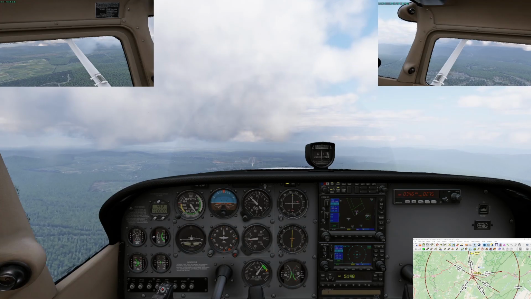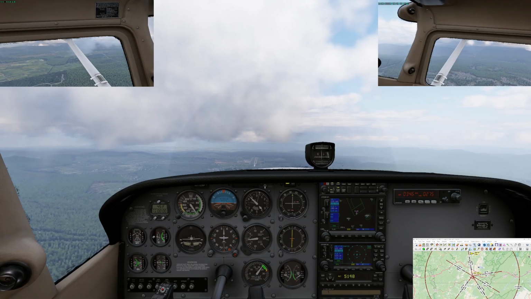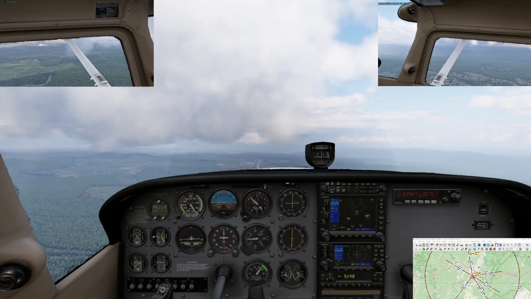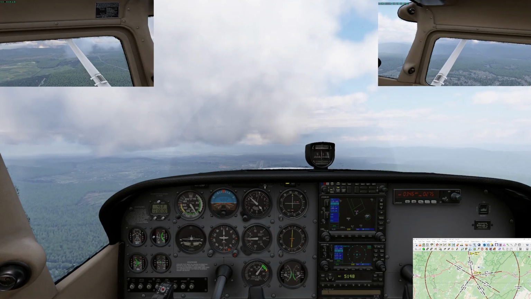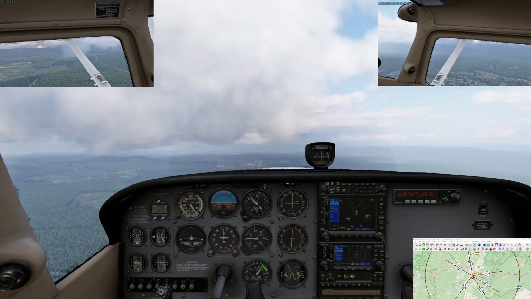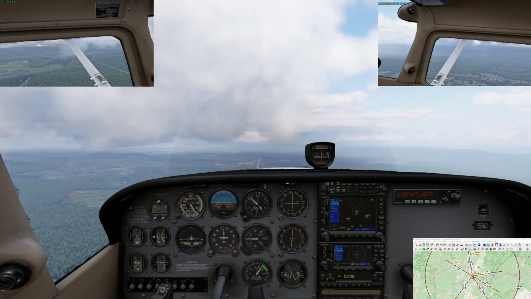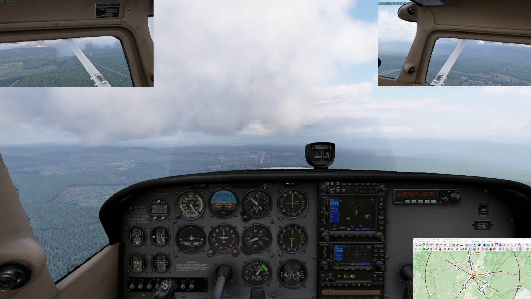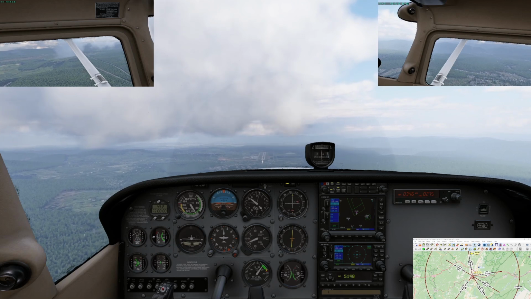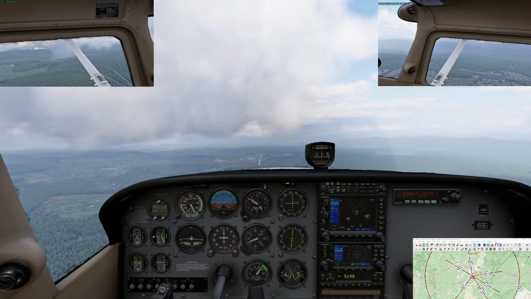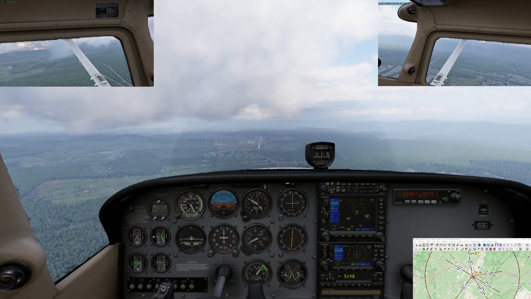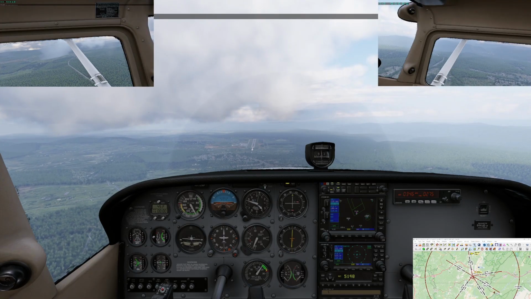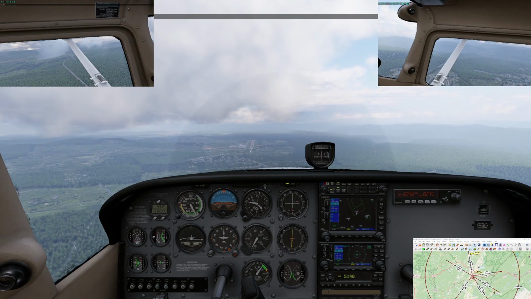Or, you're going to track outbound or inbound. Use the assigned heading. Look at the bearing to or from the station that you're going to intercept. Look at what the difference is from your heading to that inbound course listed on the paperwork. Turn to the direction of the pointer, the head of the pointer.